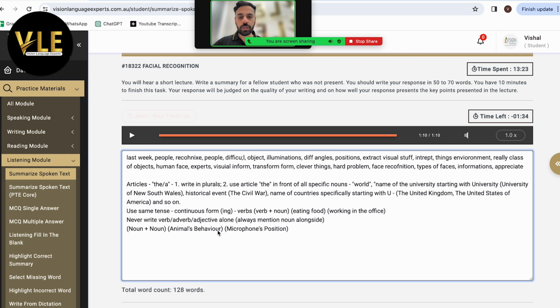Otherwise, what you have to do is put behaviors of the animals, or position of the microphone. So it's better, if you're writing two nouns together, to put one with an apostrophe so that you don't have to write a bigger phrase. That's very important. Otherwise, try to use verbs plus nouns, or adverbs plus nouns, adjectives plus nouns, and so on. Keep this in your mind, otherwise you will always end up making a grammar mistake.